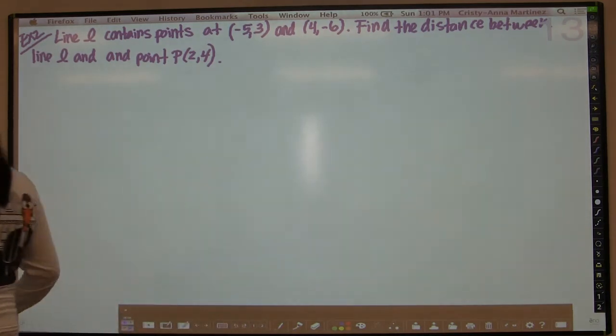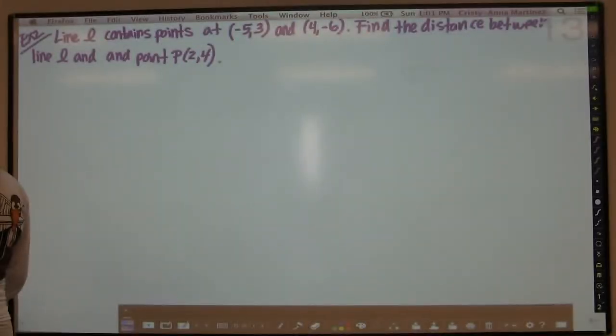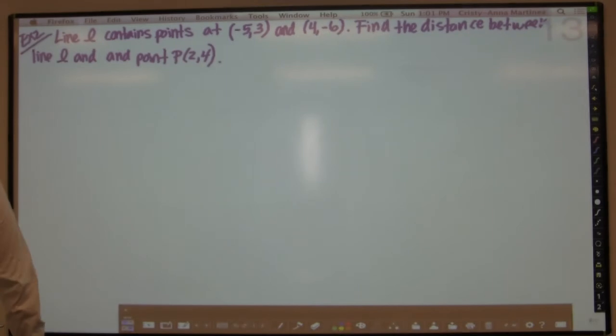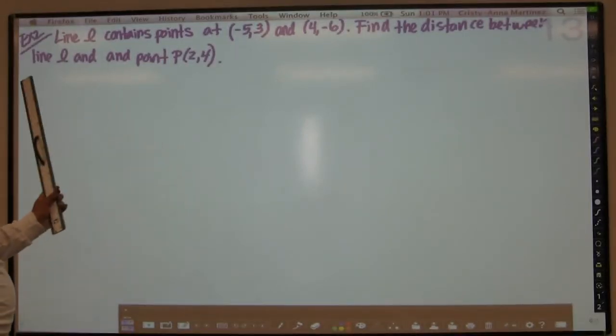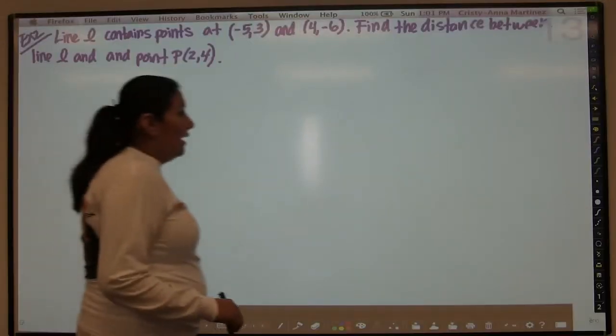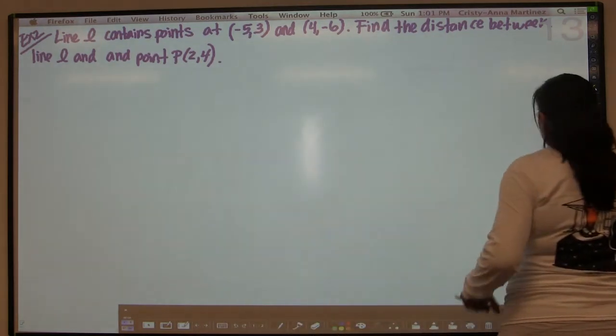In example 2, it says line L contains points at (-5, 3) and (4, -6). So that's line L. And it wants us to find the distance between this line and a point P, which is (2, 4). Now, I think that at first sight, you might think this is really simple, just find the distance between the 2 points. That is not what's going on.